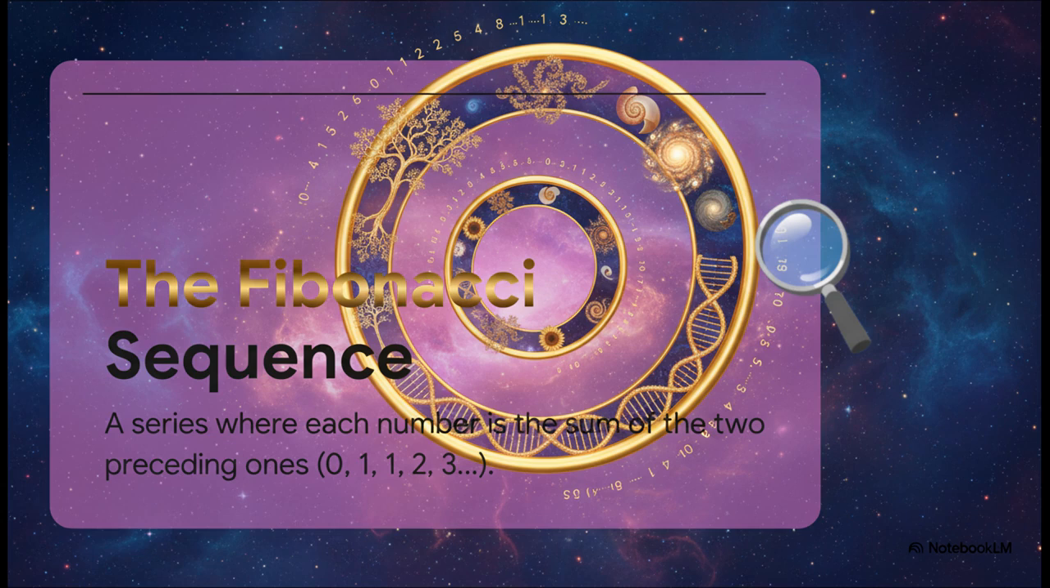Well, it often starts with something surprisingly simple, the Fibonacci sequence. You just start with 0 and 1, and then each new number is just the sum of the two before it. So 0 plus 1 is 1, 1 plus 1 is 2, 1 plus 2 is 3, and on it goes. It's a fundamental pattern of growth you can see all around you.